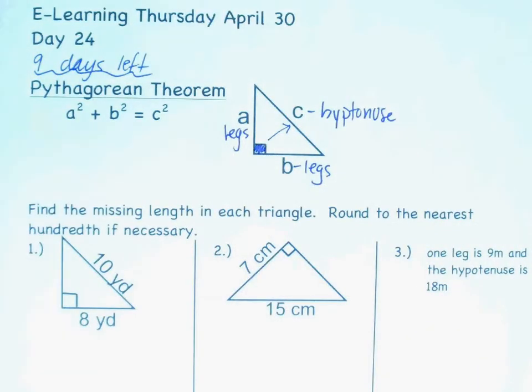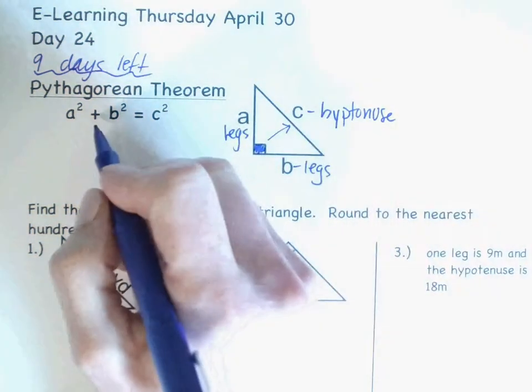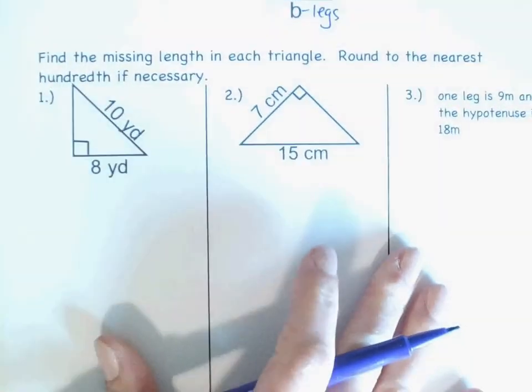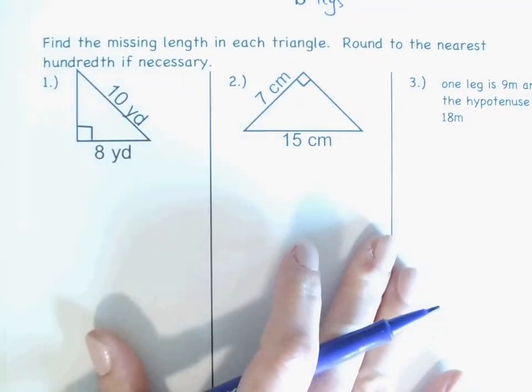I'm trying to think if there's anything else. C is always along the side. The order for A and B does not matter because they end up getting added together eventually anyway. Okay, let's go ahead and do our examples.